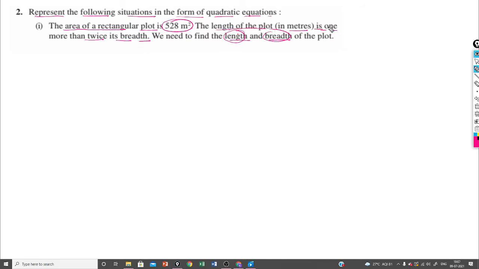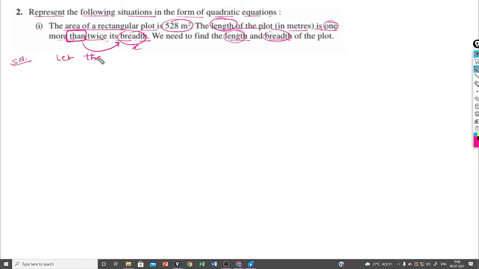The length of the plot is one more than twice its breadth. Here, as per algebra, one quantity we can assume as x, either length or breadth. Which one should we assume as x? Here one keyword is there: "than". Before "than" length is there, after "than" breadth is there. What comes after "than" we assume as x, because length depends on breadth. If you know the breadth, then twice its breadth plus one more will give the length. So let us write the solution. Here, breadth comes after "than", so we can assume breadth as x.